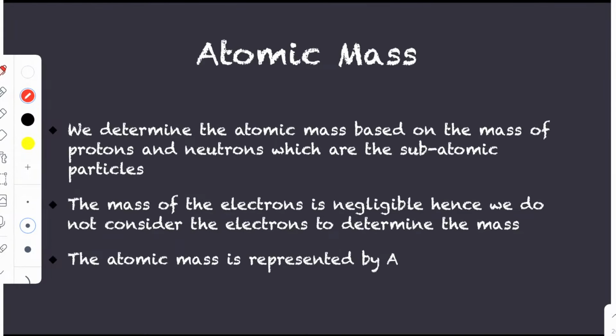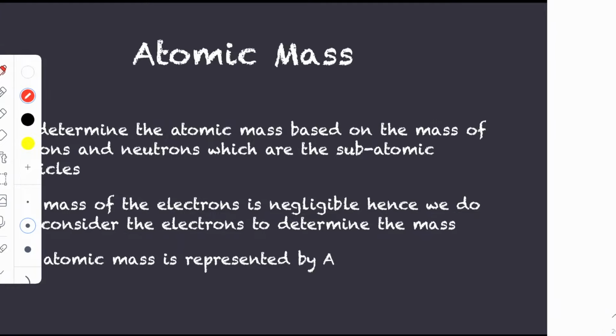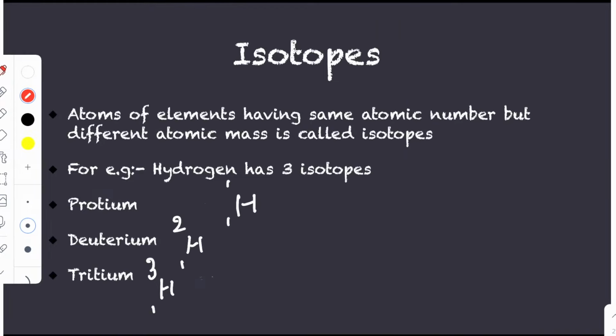Atomic mass. We have been studying that protons have mass. When neutrons were discovered, though they did not have any charge, they had mass and hence added to the atomic mass. So the atomic mass of an element is nothing but the total mass of protons and neutrons. So what is atomic mass? Atomic mass is the total mass of protons and neutrons in an atom and it is represented by A, whereas atomic number is represented by Z. Clear? Okay. Now let's move on to isotopes.